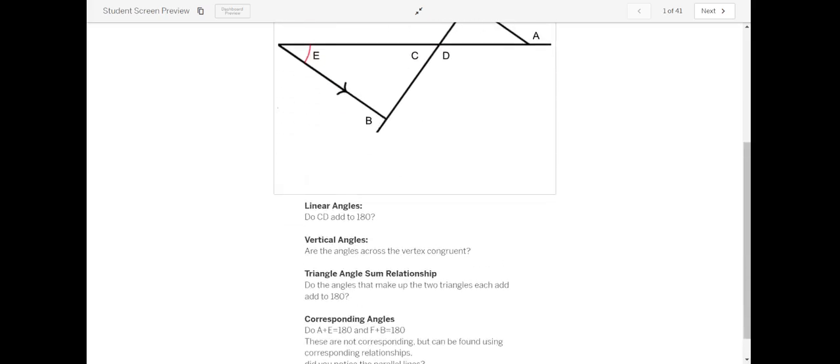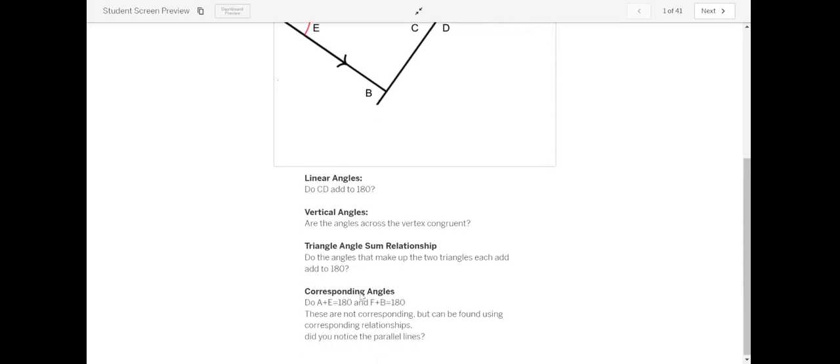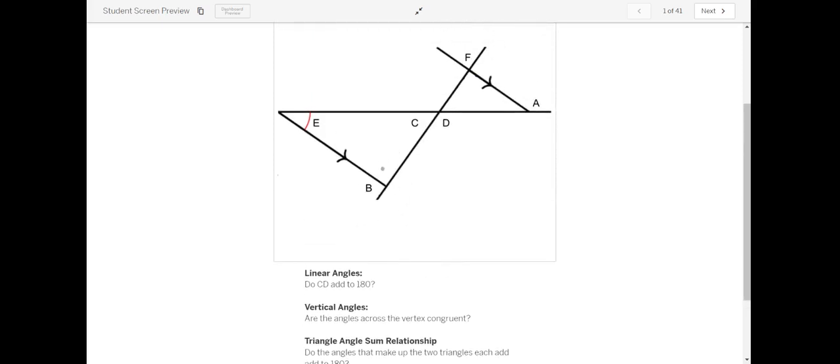And the triangle sum theorem is that the angles inside of a triangle that make up the triangle add up to 180, and then corresponding angles, okay? Corresponding angles are the ones that if you have parallel lines, you can copy and paste. So let's start with that.